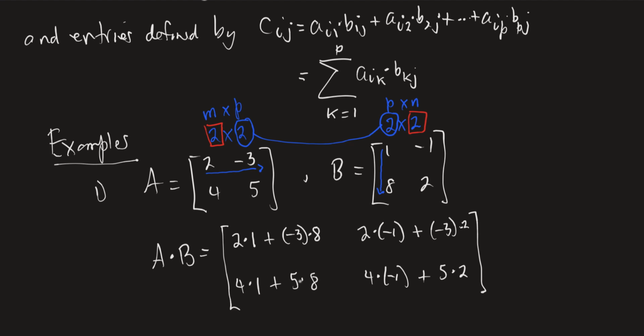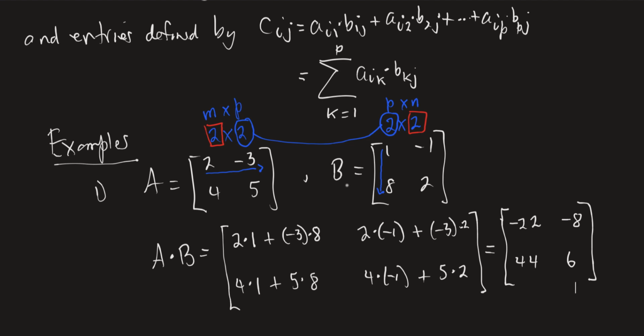So we can see we're going to get another 2 by 2, and now we just have to fill in our entries. Right? So what do we have here? 2 minus 24, that's negative 22. Negative 2 minus 6, that's negative 8. 4 times 40, that's 44. And then finally, negative 4 plus 10, that's a positive 6. So that's our product of A times B.